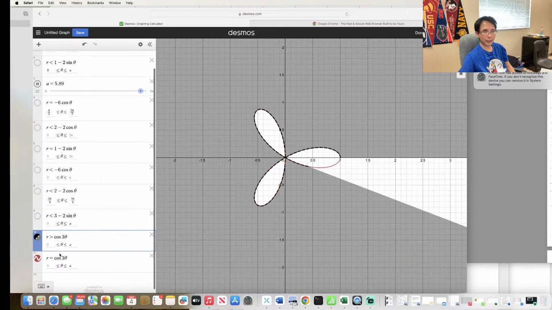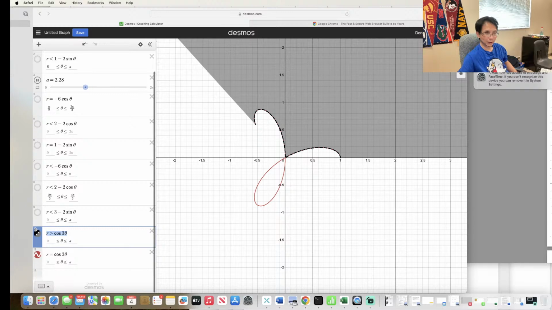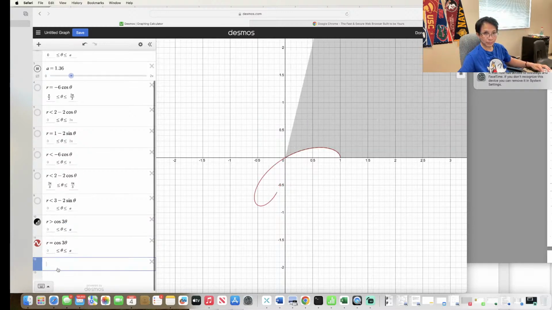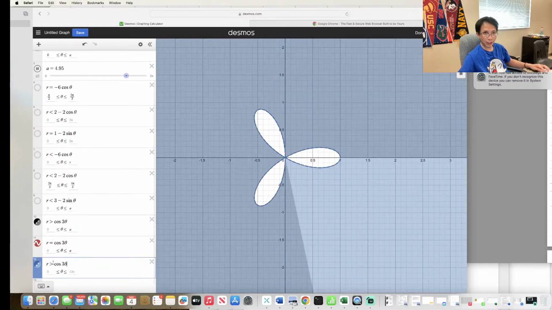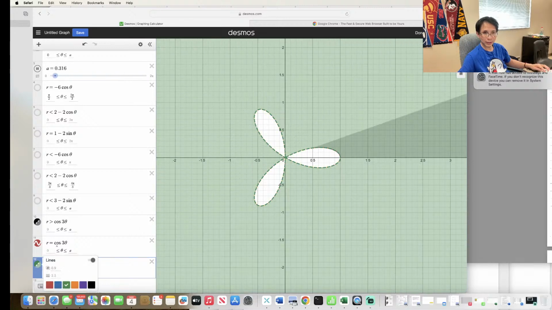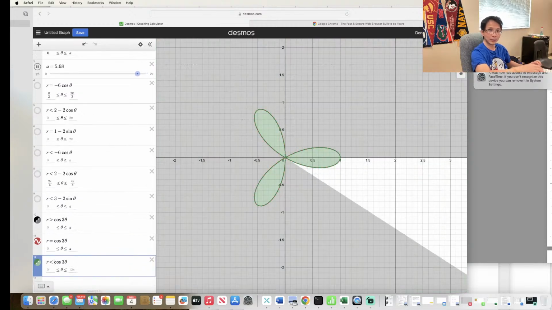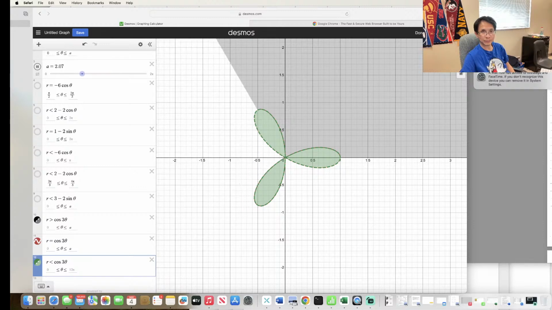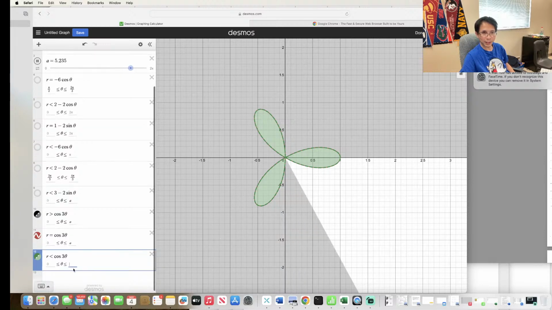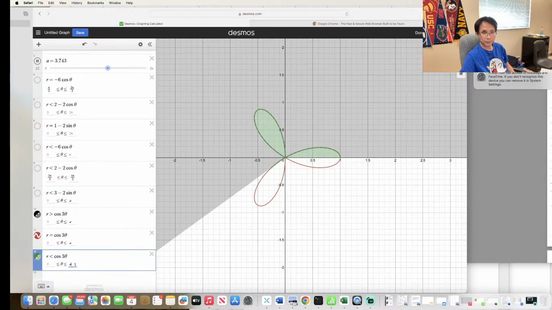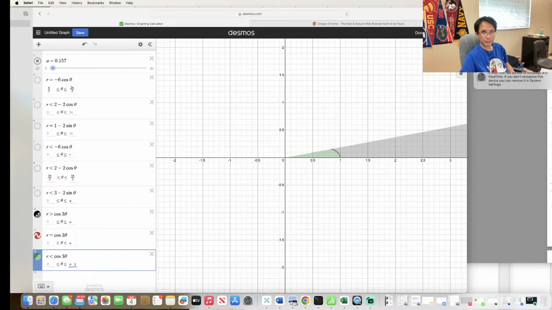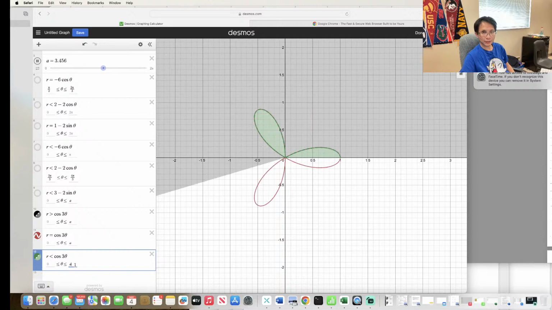Maybe I can do a different color. Hold on. Change to green. Wait, this one has to be less than. Oh, wait, it didn't shade anymore. This one's not A. Yeah, there we go. Wow.